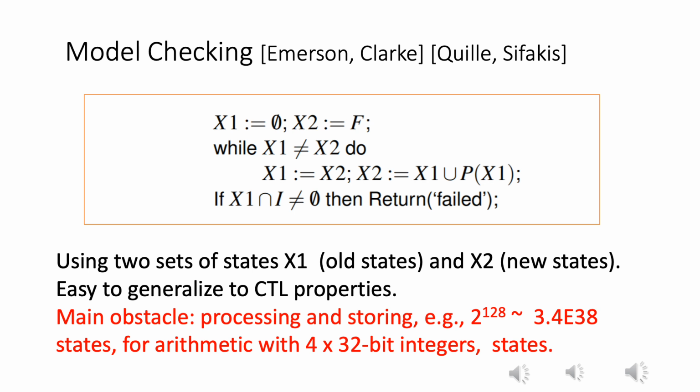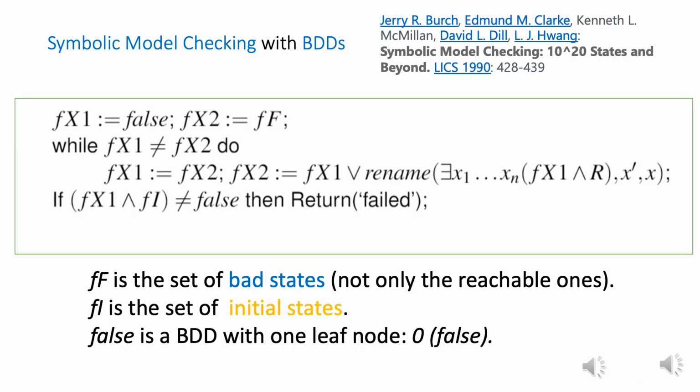Although we're interested here mostly in runtime verification, the description of symbolic model checking using BDDs would serve us to understand representation of states using BDDs and later the runtime verification algorithms that are based on BDDs. Symbolic model checking using BDDs was introduced by Burch, Clarke, McMillan, Dill, and Hwang in a seminal paper in 1990.